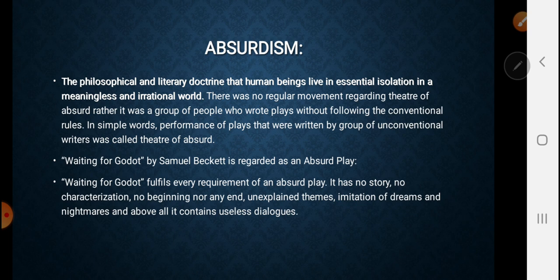There was no regular movement regarding theatre of absurd, rather, it was a group of people who wrote plays without following the conventional rules. The conventional rules are the setups that are bound to be followed or are the conventions that we follow time and again. In simple words, performance of plays that were written by a group of unconventional writers was called theatre of absurd. And in this regard, Waiting for Godot by Samuel Beckett is regarded as an absurd play.